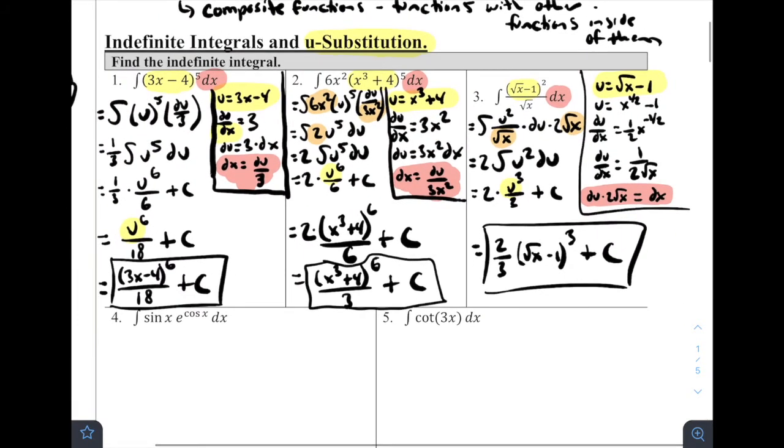So again, what does the process look like? The process is you're trying to find out what the inside is. You're calling that your u. You're taking the derivative and solving for dx. You're then going back to the original integral and substituting both of those in, hopefully canceling any x terms that there are, taking the antiderivative, and then resubstituting back in for u.